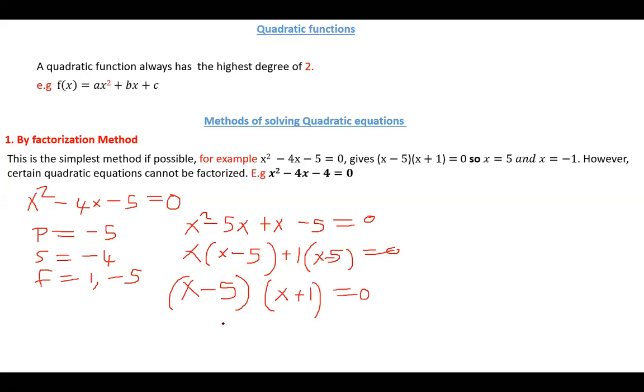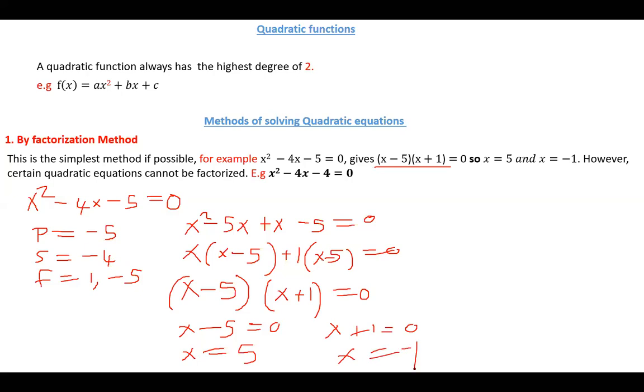So here what you do again is you equate these. I mean, this part is just actually this one here. So you equate these to 0. So when you equate x minus 5 to 0, you're going to have this. So your value of x will just be equal to 5. Same applies when you equate x plus 1 to 0. Your value of x will just be equal to negative 1.